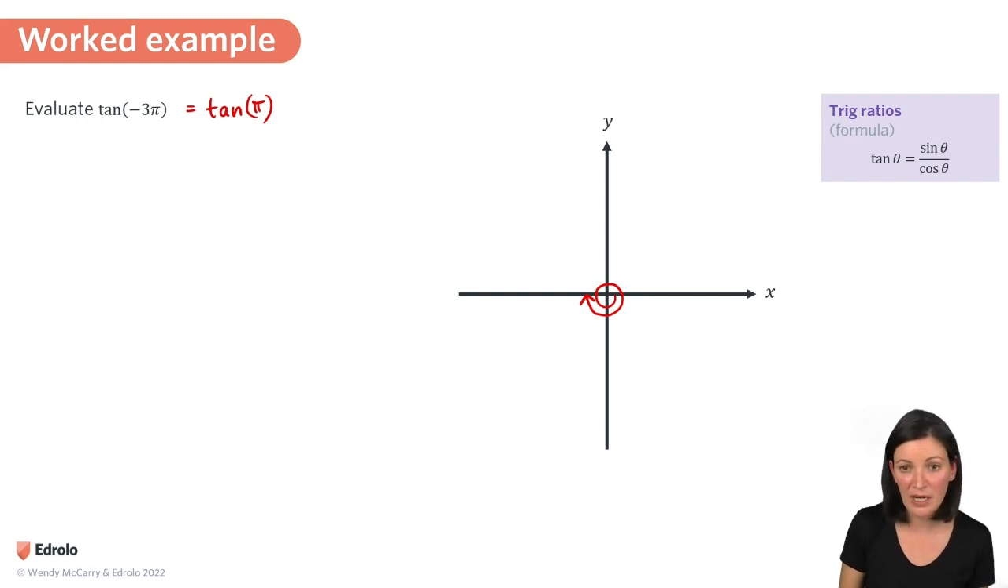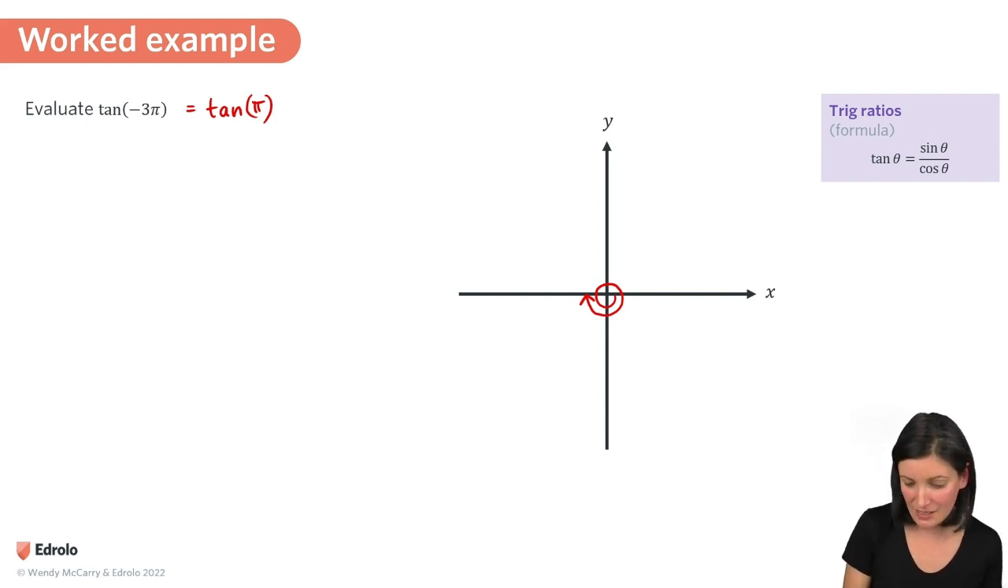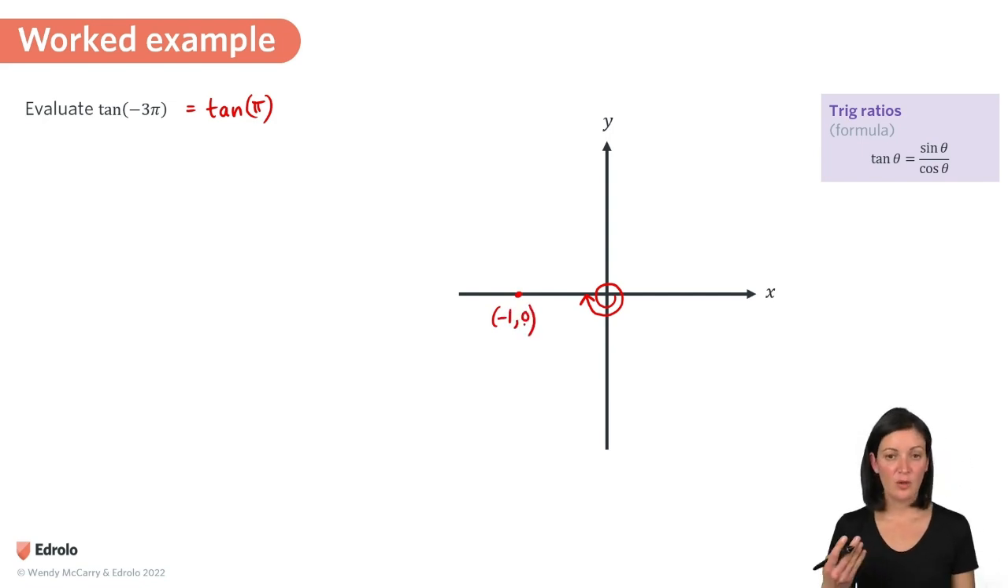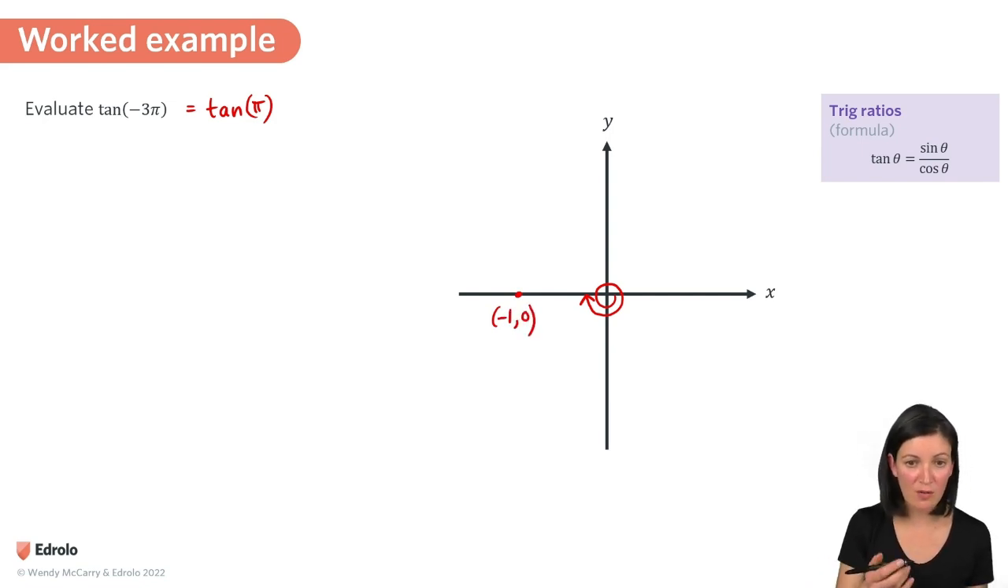And if we remember, the tan is sine over cos, or y over x. So for this point here, we would have (-1, 0). Y over x would be 0 over -1, so that's equal to 0.